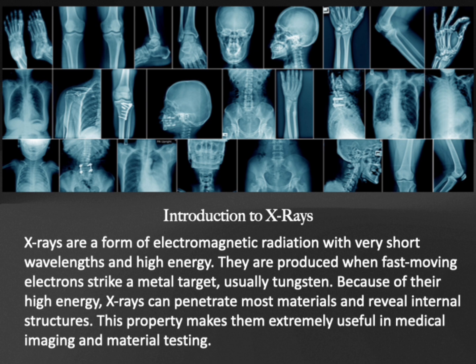So now let's talk about the X-rays. X-rays are a form of electromagnetic radiation with a very short wavelength and a high energy. They are produced when fast-moving electrons strike a metal target, usually tungsten. Because of their high energy, the X-rays can penetrate most materials and reveal internal structures. This property makes them extremely useful in medical imaging and material testing.